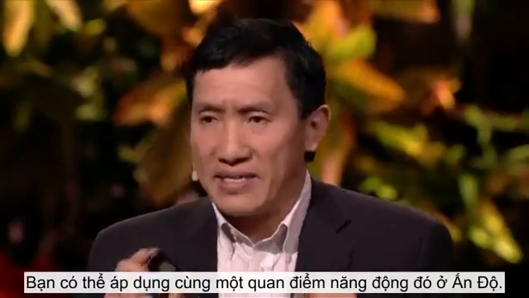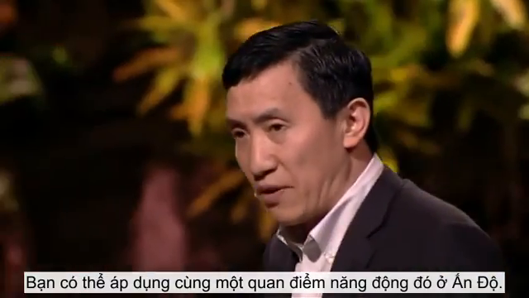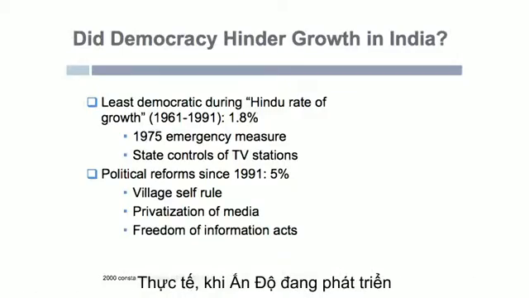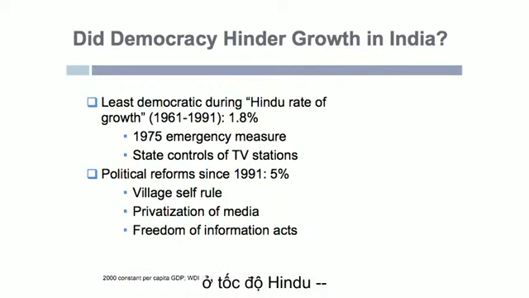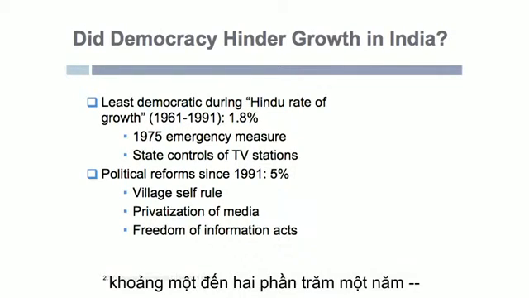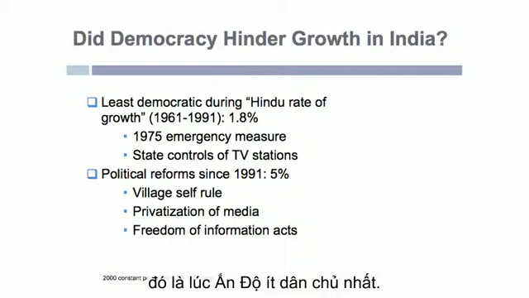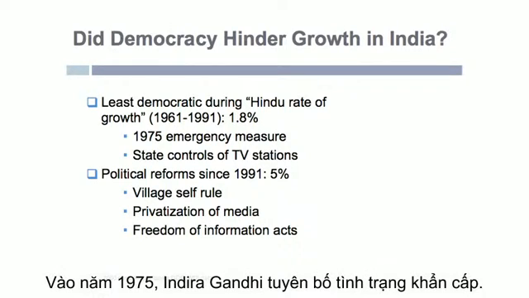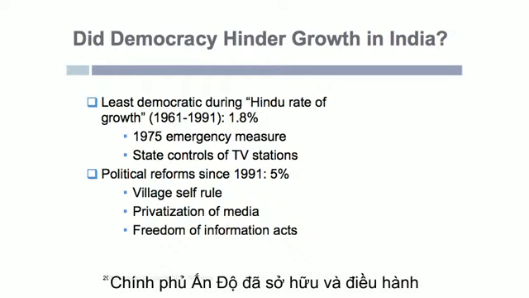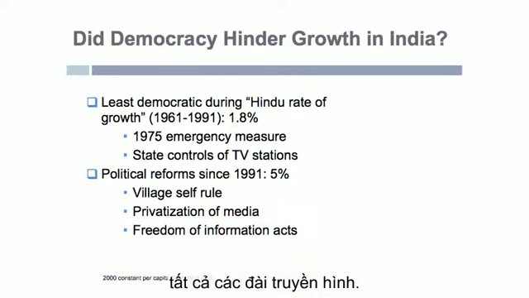You can apply exactly the same dynamic perspective on India. In fact, when India was growing at Hindu rate of the growth, about 1%, 2% a year, that was when India was least democratic. Indira Gandhi declared the emergency rule in 1975. Indian government owned and operated all the TV stations.